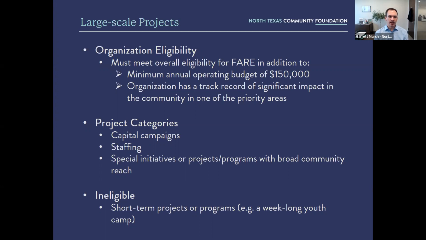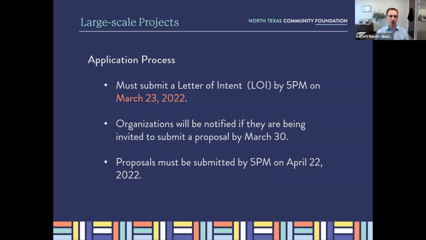You can apply for funding for capital campaigns, staffing, or special initiatives or projects that have broad community reach. Again, to use the example of a youth camp, you cannot request funding in this category for something like a week-long youth camp. That's not the impact we're looking for here. We're looking for something with very broad community benefit that has maybe a longer term impact, like a couple months or a year or more. So those really short-term, one-time projects are not the types of things that we're looking for in this category.